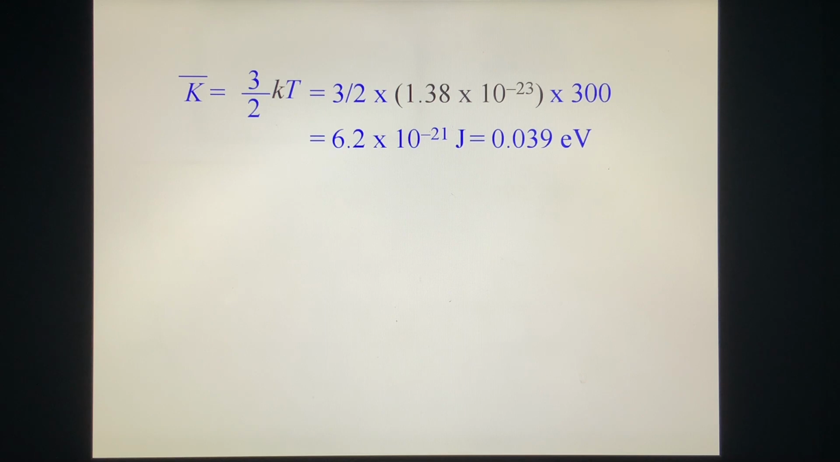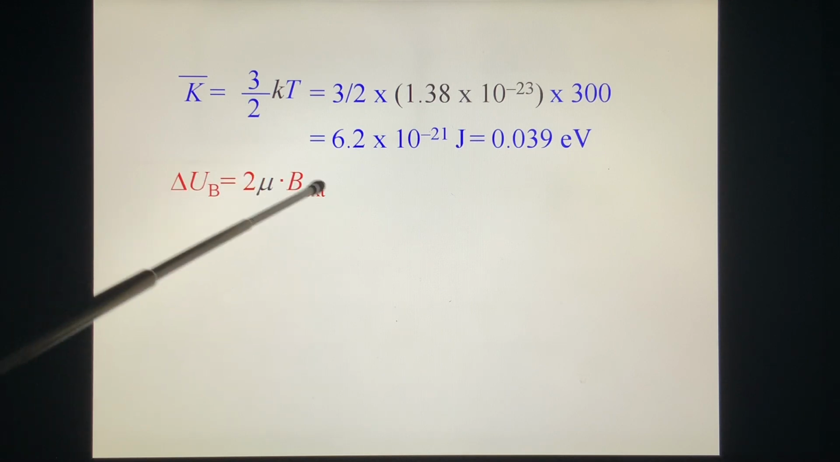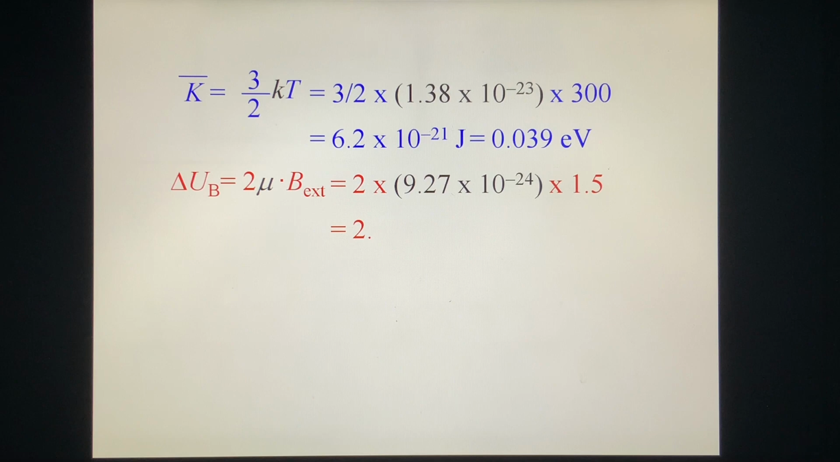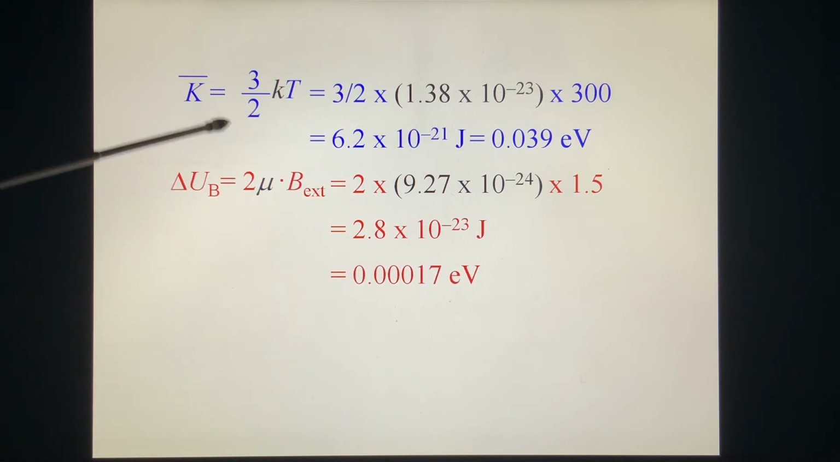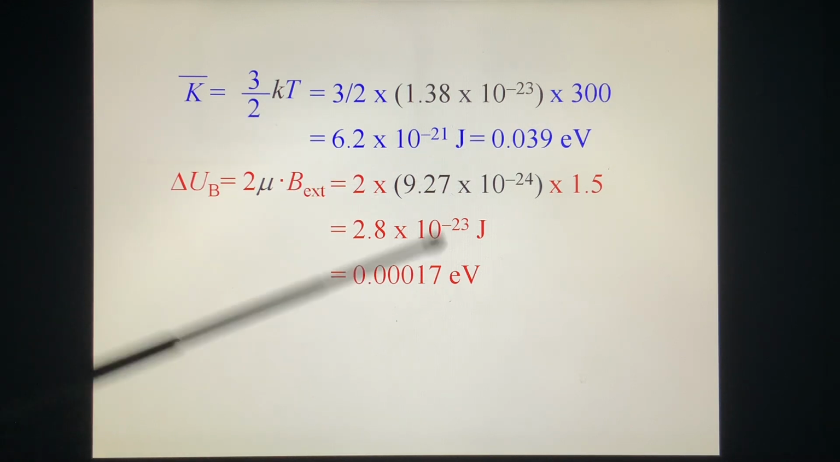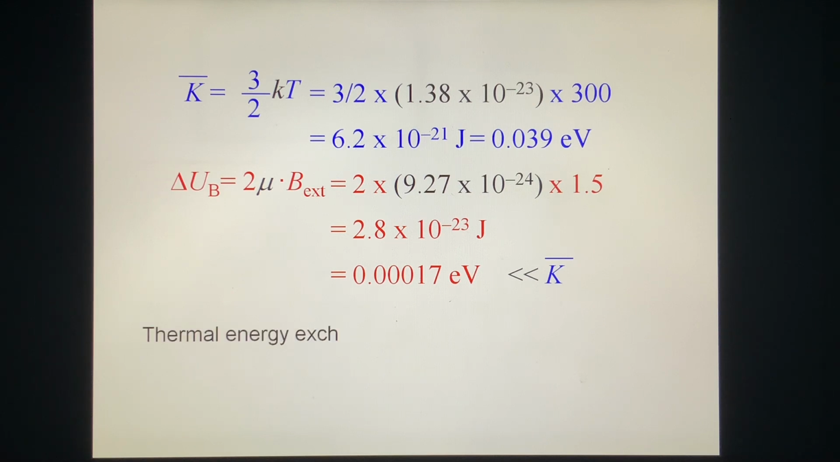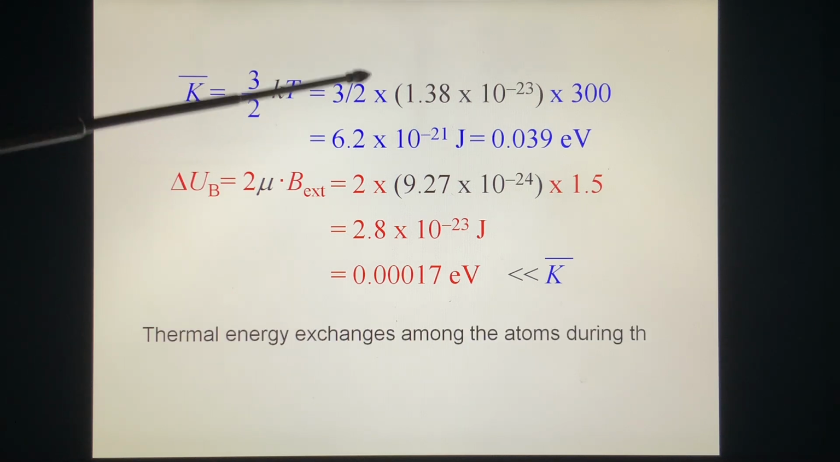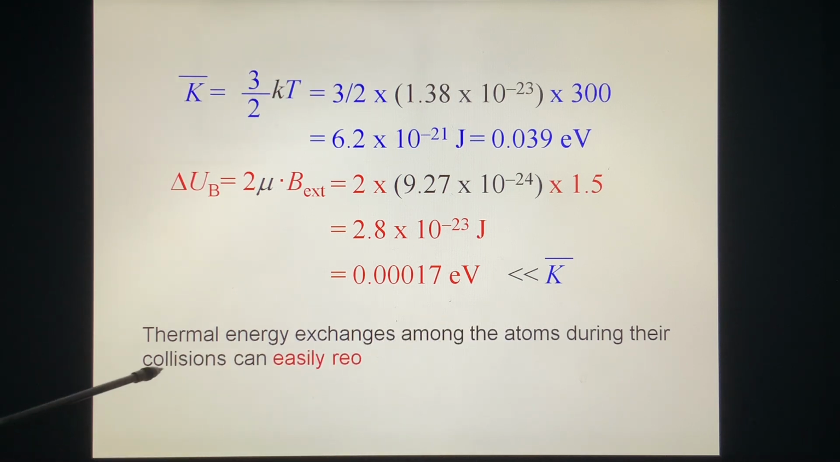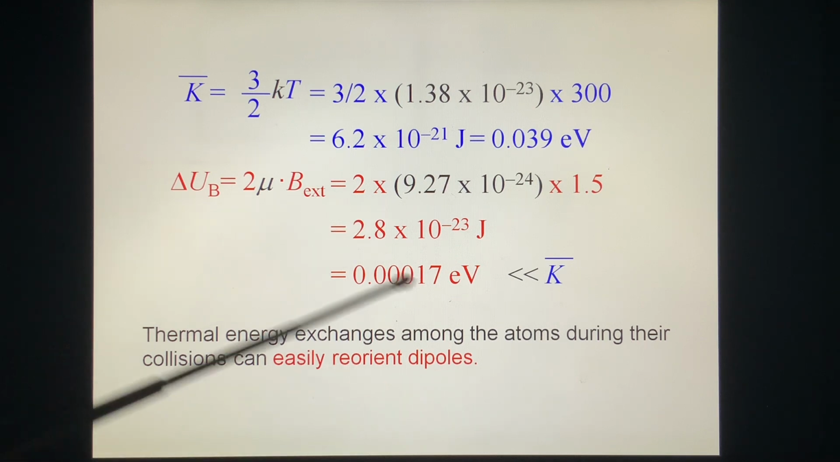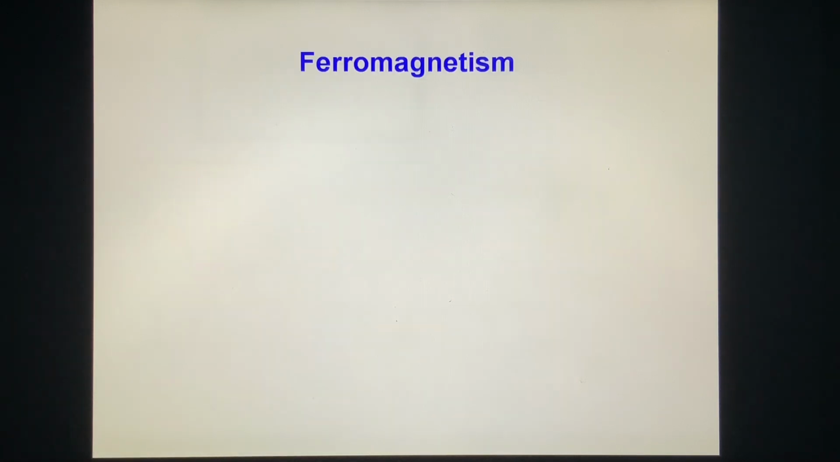Okay, it's about 0.039 electron volt. And we calculate delta B equal to 2 mu dot B. We know mu, we know B, we get it easily. Now, we compare these two. This one is much, much larger than this one. What does this mean? This means the thermal energy exchanged among the atoms during their collisions can easily reorient a dipole.